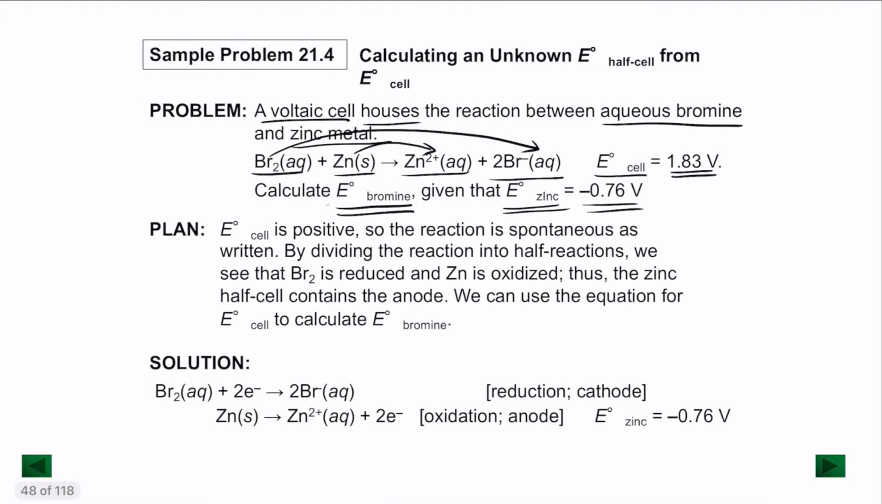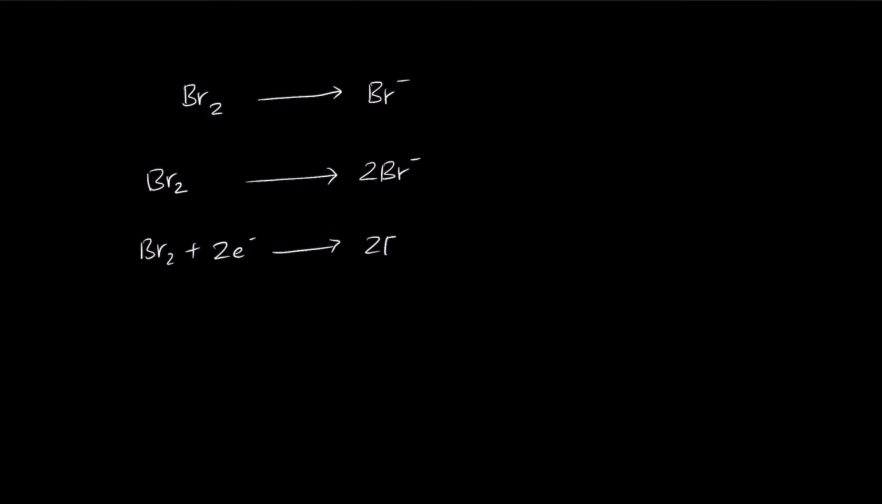So when bromine gains electrons here, we can say that we have bromine Br2 becoming Br minus. When you balance the equation, that gives you bromine becomes 2Br minus, and because there is a 2 electron deficiency on the left side, we can add those 2 electrons here. So this is the balanced equation for bromine.